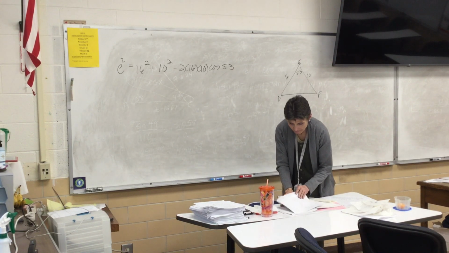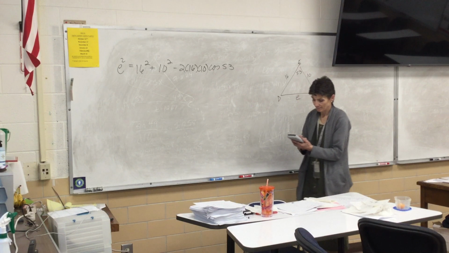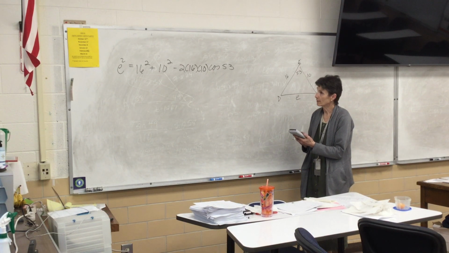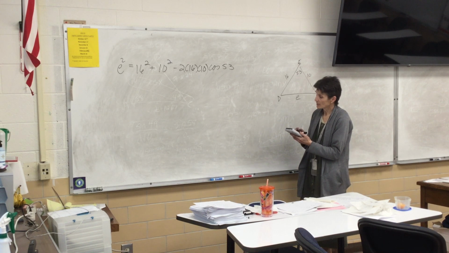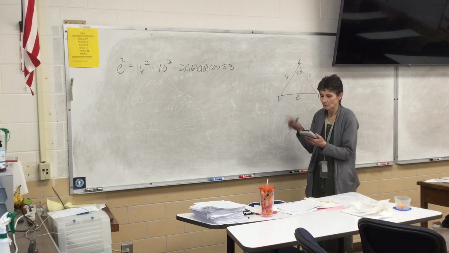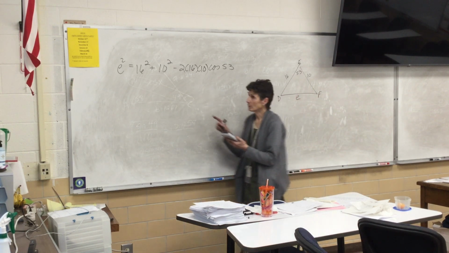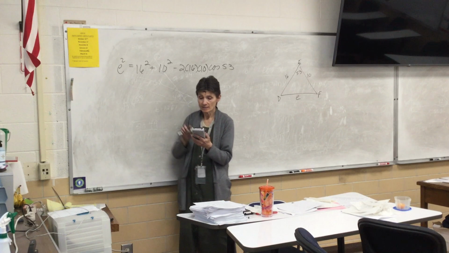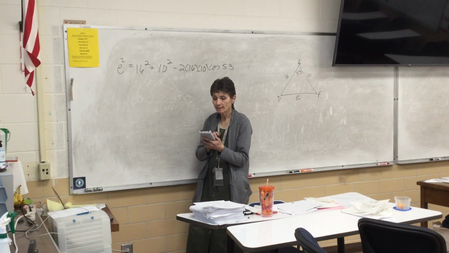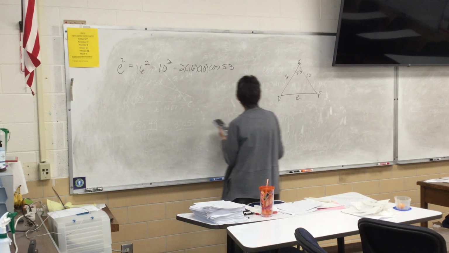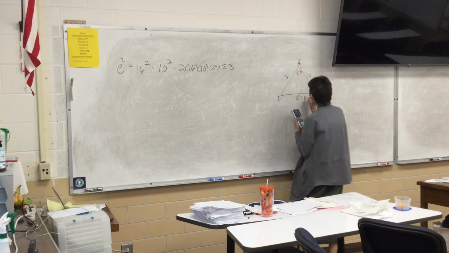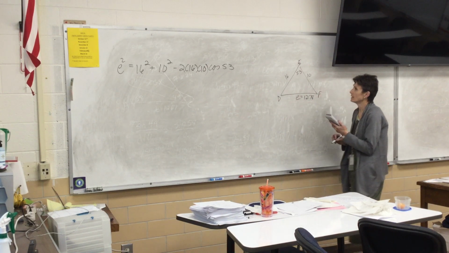Easy, type it in. This is going to be side E. So 16 squared plus 10 squared minus 2 times 16 times 10 times cosine 53 equals, and then remember, that's e squared, so I'm going to square root it, and I got 12.78. So side E is 12.78.